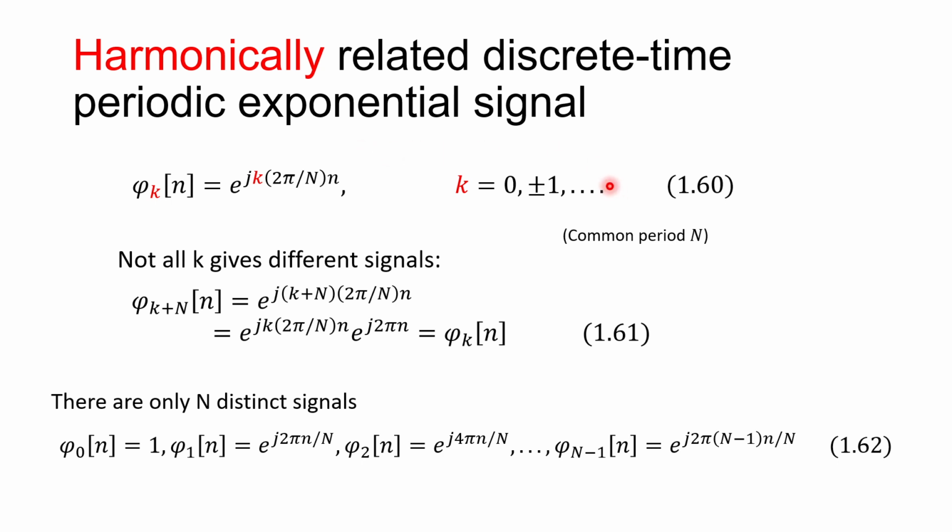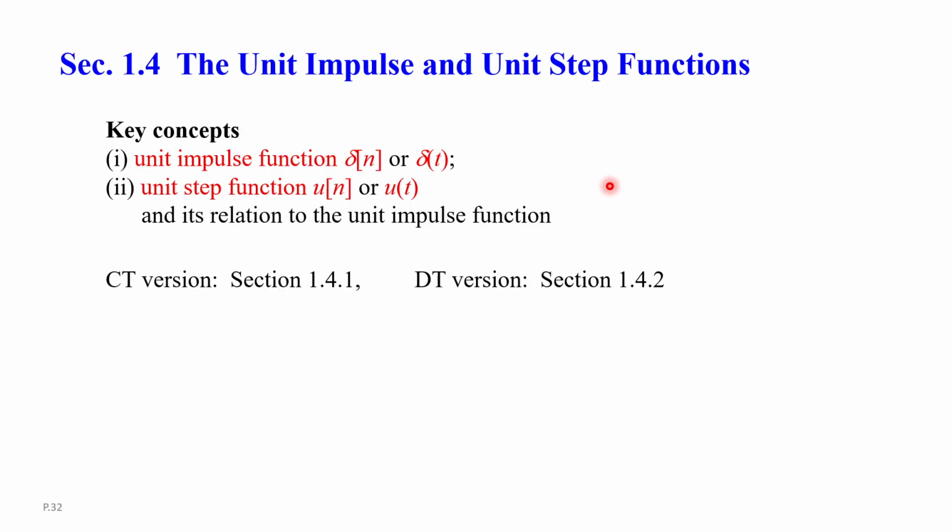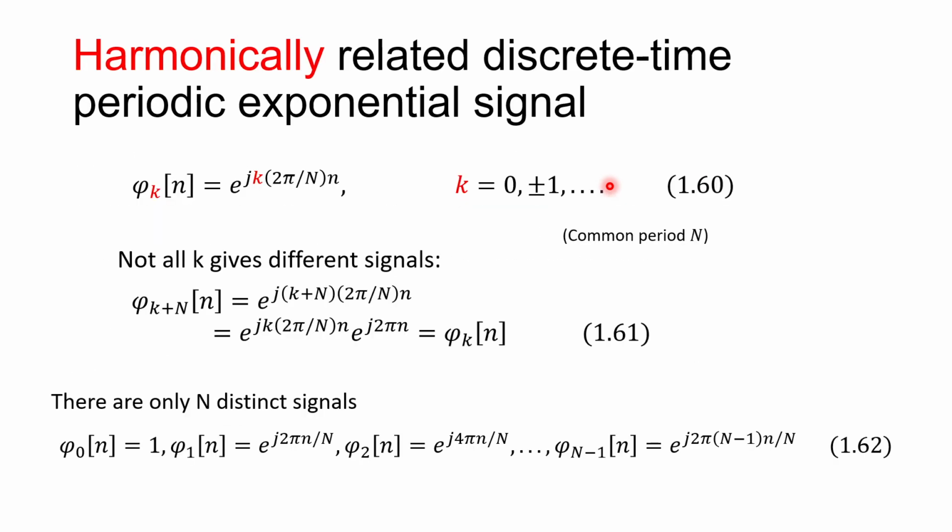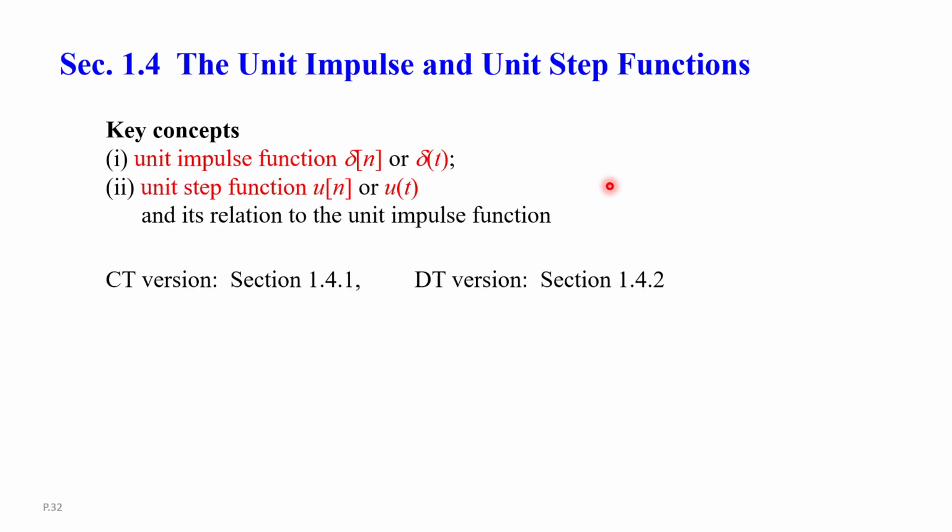If not, okay, then we go to our next section. So this is the end of discrete time exponentials. This is the section about signals, and we are going to talk about two very important signals: the unit impulse and the unit step function.